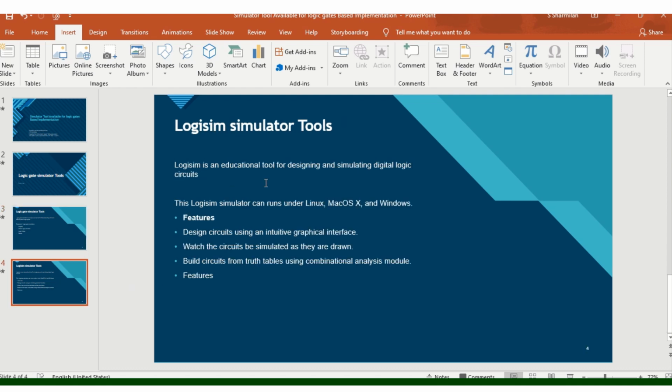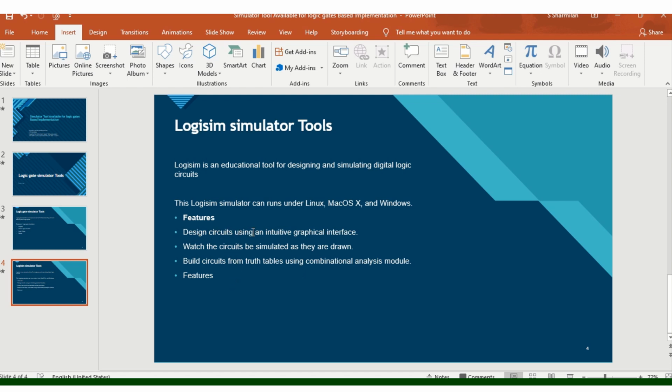What is the Logisim Simulator tool? Logisim is an educational tool for designing and simulating digital logic circuits. This Logisim Simulator can run under Linux, Mac OS and Windows operating systems. These are features of Logisim Simulator tools.